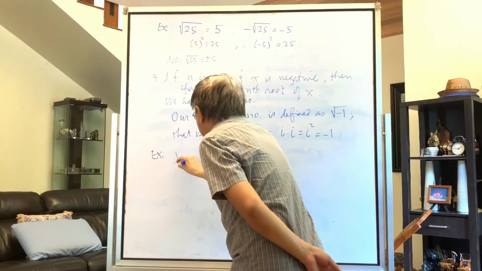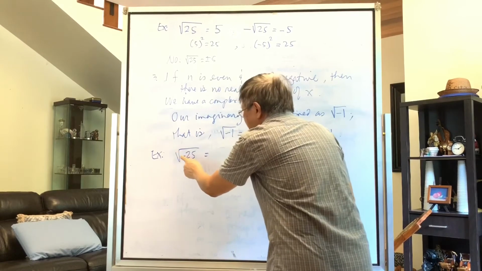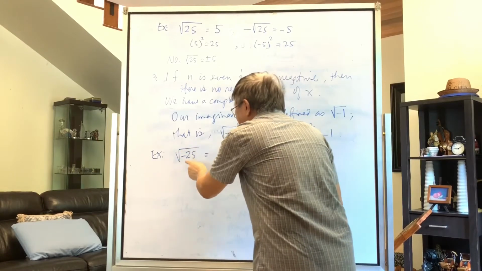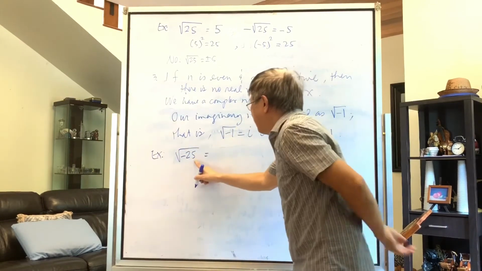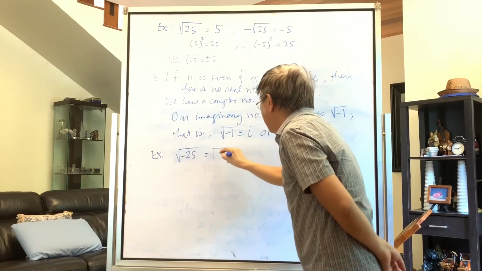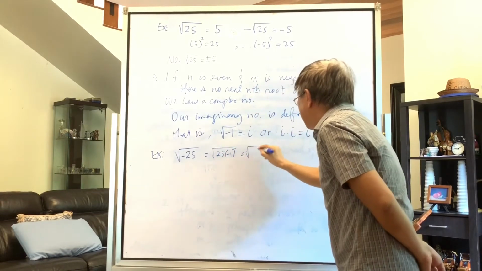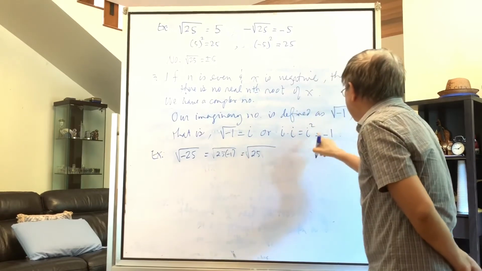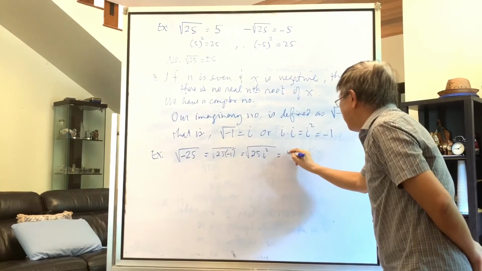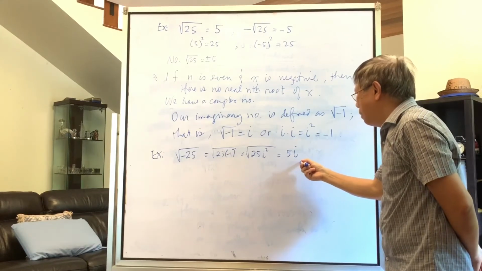Example, square root of negative 25. The index is even and the radicand is negative. Therefore, we do not have a real square root of negative 25. Instead, we have a complex root. We write this as the square root of 25 times negative 1, which equals the square root of 25 times i squared, and the square root here now is 5i. This is a complex number, an imaginary number.